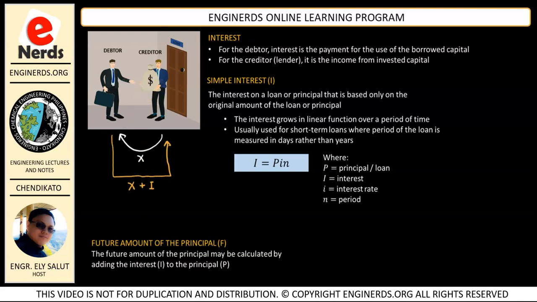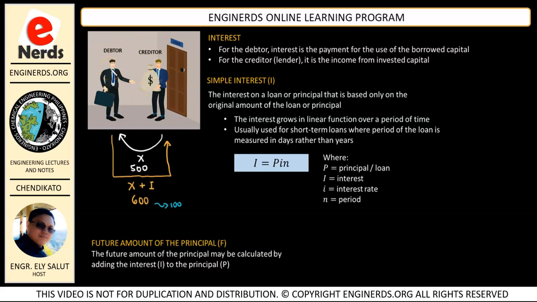So let's say itong ating debtor ay nangutang ng 500 pesos. At nung nagbayad na siya, ang total ng binayad niya is 600 pesos. So kung makikita ninyo dito guys, merong nadagdag na 100 pesos. Okay, so yung additional amount na yan, ang tinatawag nating interest. Kung titignan natin yung perspective ng ating debtor, the interest is the payment for the use of the borrowed capital. So, yung interest is yung pinakabayad niya dahil pinahiram siya ng ating creditor ng pera.